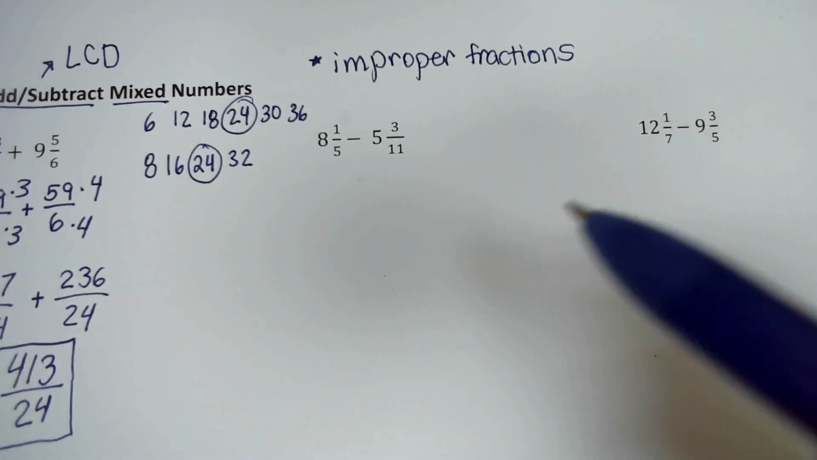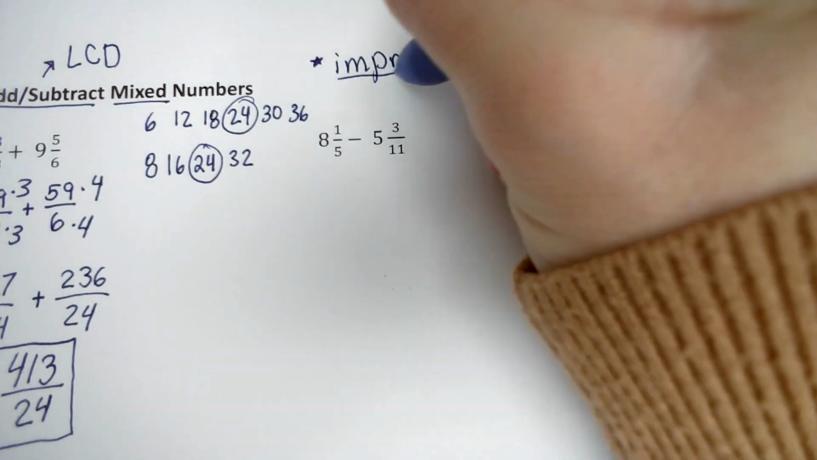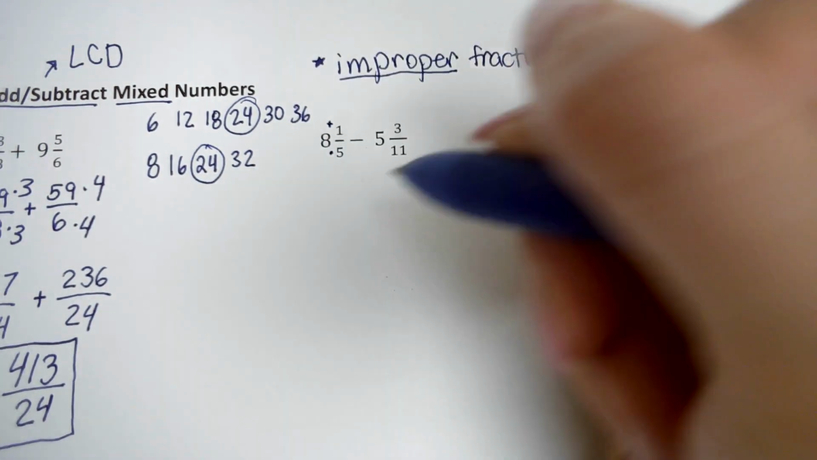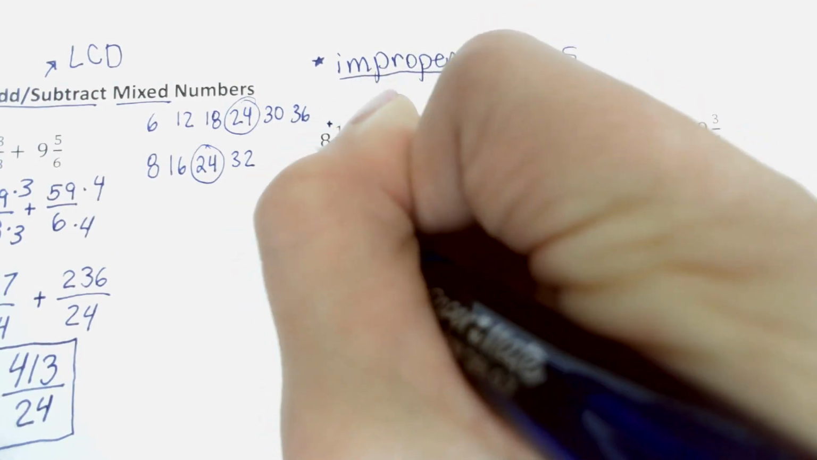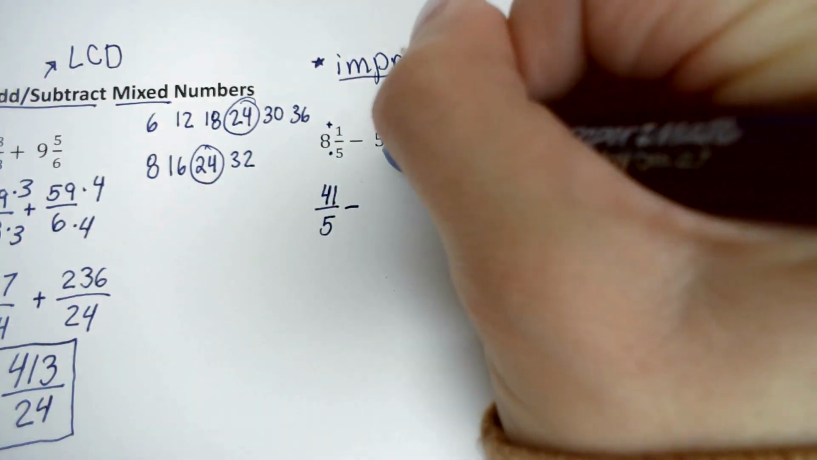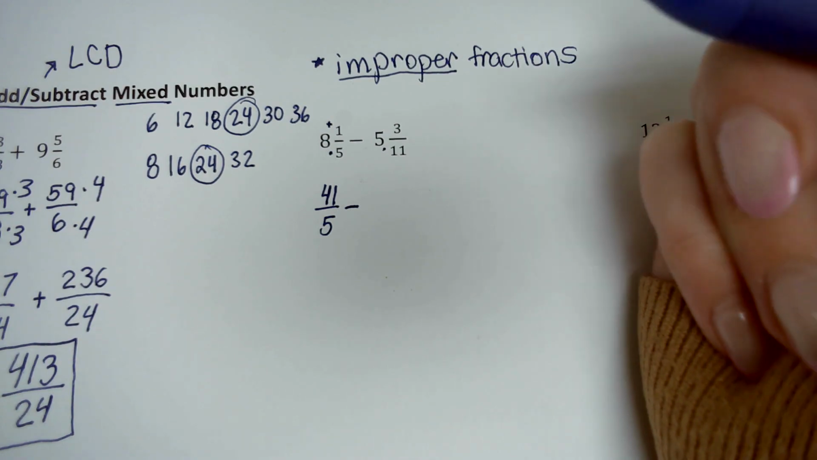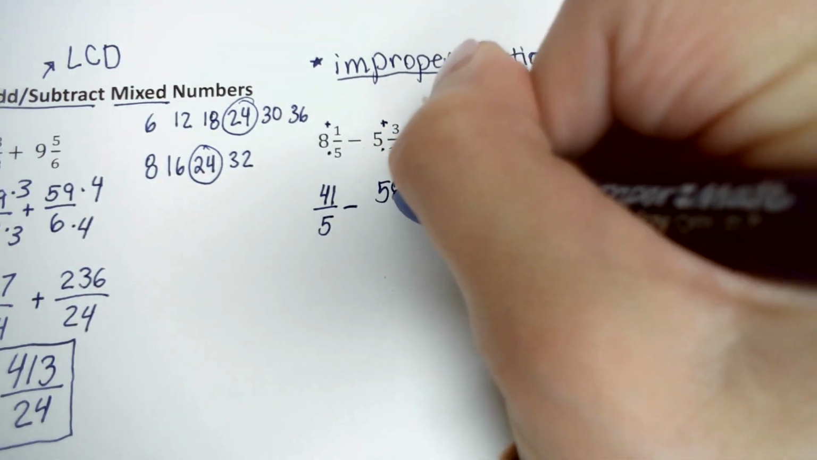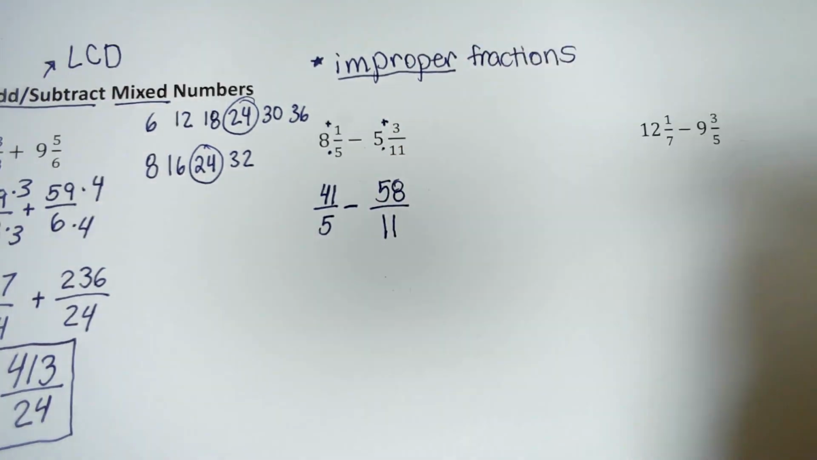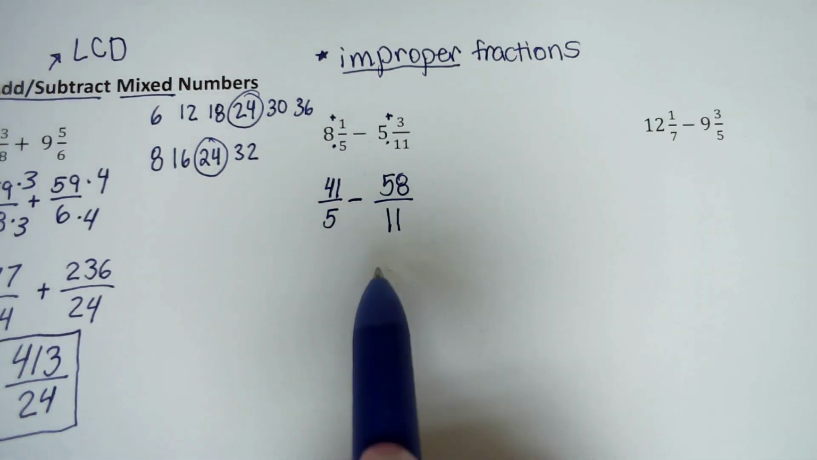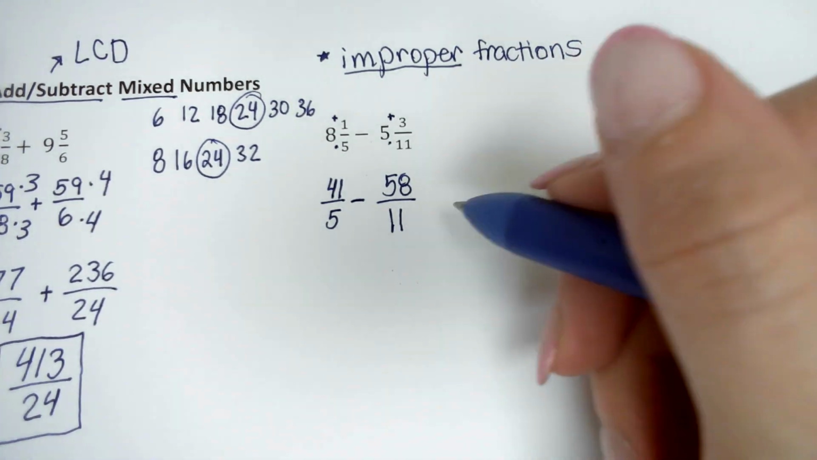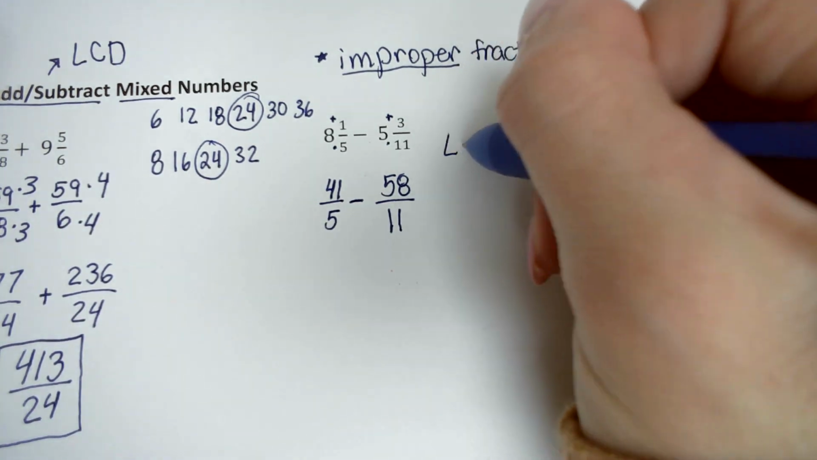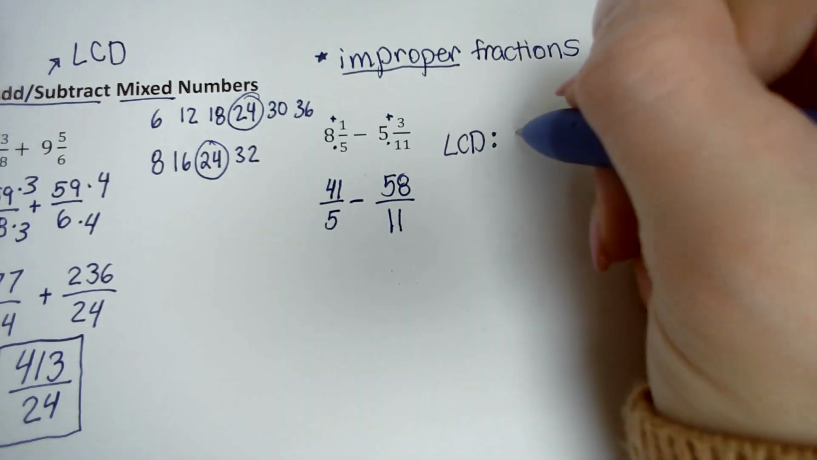Same thing, except now we're subtracting. So step number 1, make it improper. 8 times 5 is 40, plus 1 is 41 over 5, minus 11 times 5 is 55, plus 3 is 58. So we have 41 over 5 minus 58 over 11. We need to find common denominators. So for 5 and 11, that's going to be 55.